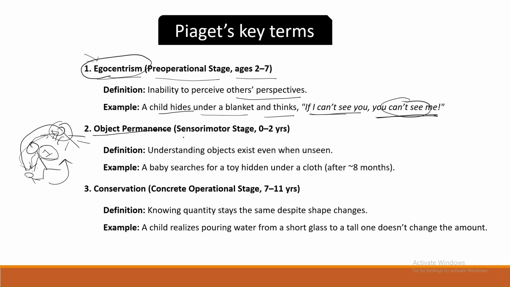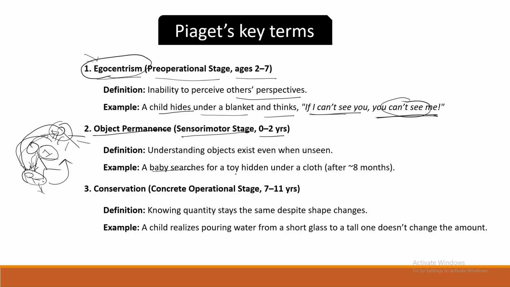Object permanence is experienced in which stage? It is the sensory motor stage, 0 to 2 years. What is object permanence? For example, a single child plays with a toy. After some time the toy is not visible. He never searches for the toy. He fails to understand that the toy is still there even though he can't see it.